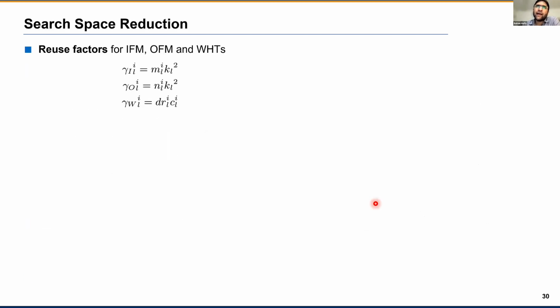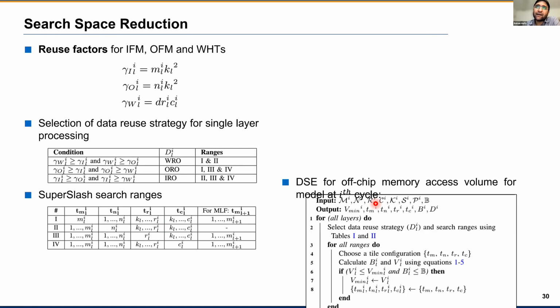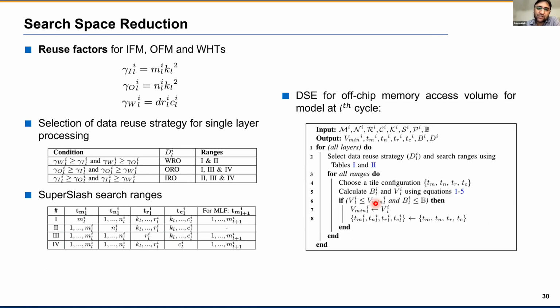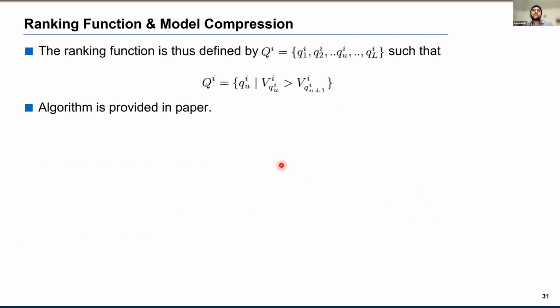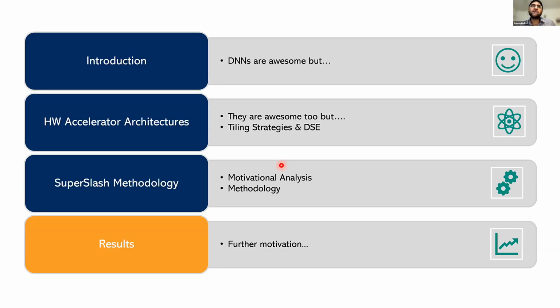And as you can understand, we have a very large design space, so we have some heuristic methods to reduce the search space so that our design space exploration does not take a lot of time. Moving on, the details of the ranking functions are provided in the article, and you can have a look at it from there.